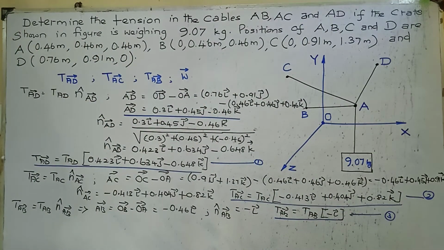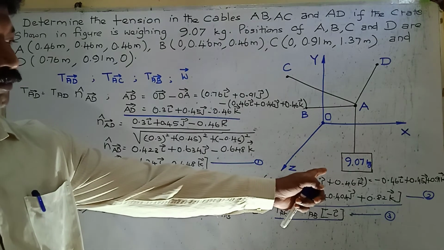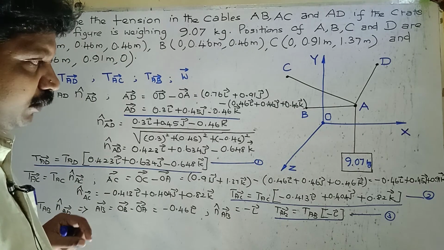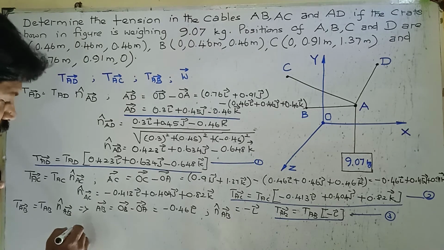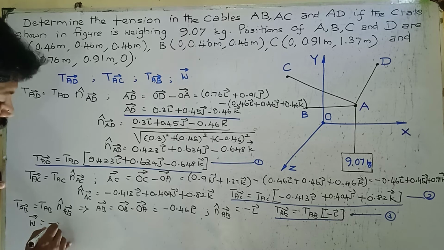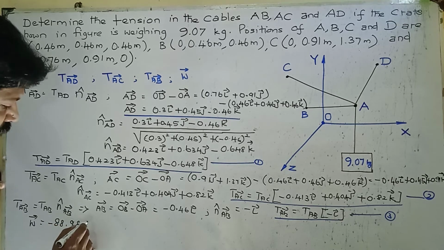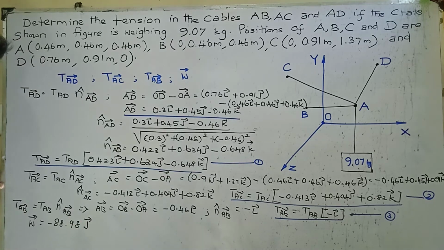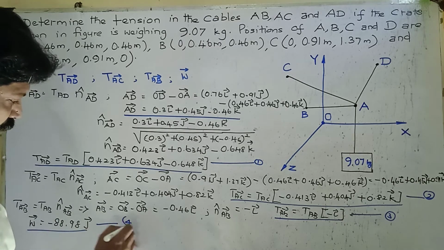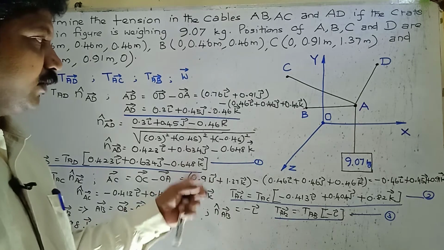So the fourth equation: W vector equals minus 9.07 into, in terms of mass, kilogram. So convert into Newton, multiply by 9.81. So W vector equals minus 88.98 J vector. This is equation 4. Now the 4 forces in vector form are available.